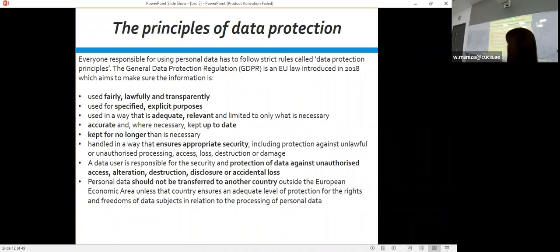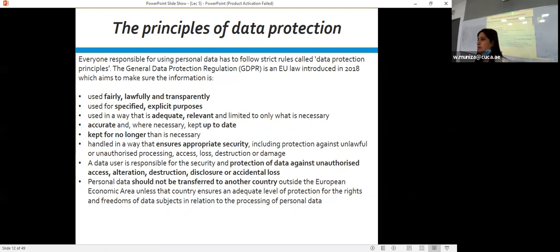A data user is responsible for the security and protection of data against unauthorized access, alteration, destruction, disclosure, or accidental loss. Personal data should not be transferred to another country outside the European Economic Area unless that country ensures an adequate level of protection for the rights and freedoms of data subjects in relation to the processing of personal data. So all the data protection acts are based upon the general rules of GDPR. So whenever data protection acts are made inside the countries, they have to follow the general rules and regulations which are provided to us by GDPR, that is, the General Data Protection Regulation. Clear?